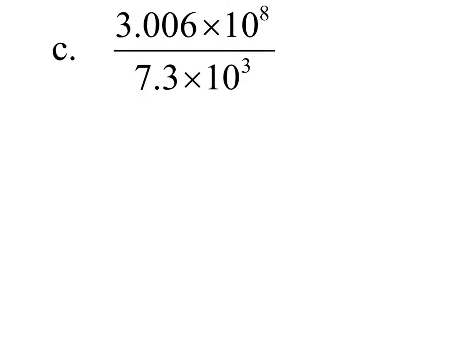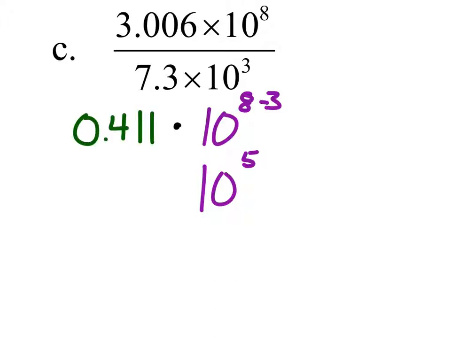On this one, we're going to split these up again. I'm going to look at my base 10 value. So I got 10 to the power of 8 minus 3, which would be 10 to the power of 5. But when I divide the 3.006 and the 7.3, we're going to get this decimal 0.411. But again, this is still not in formal scientific notation. So I'll have that 0.411 times 10 to the power of 5.